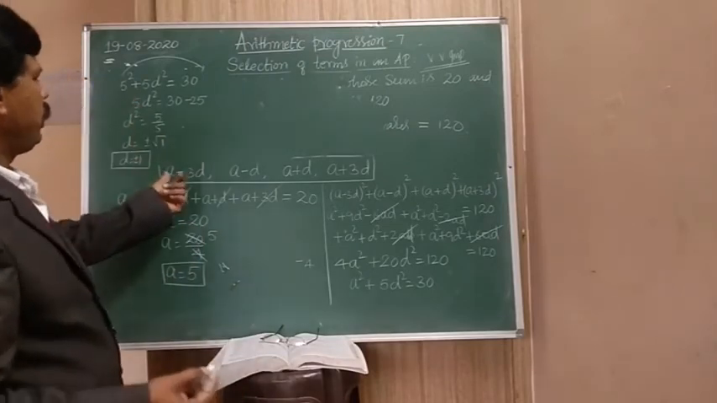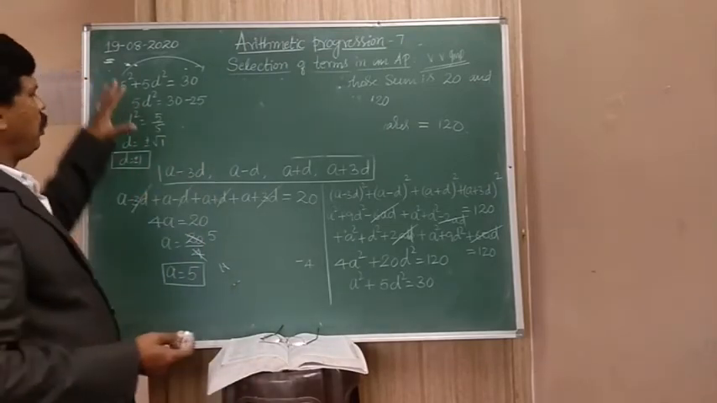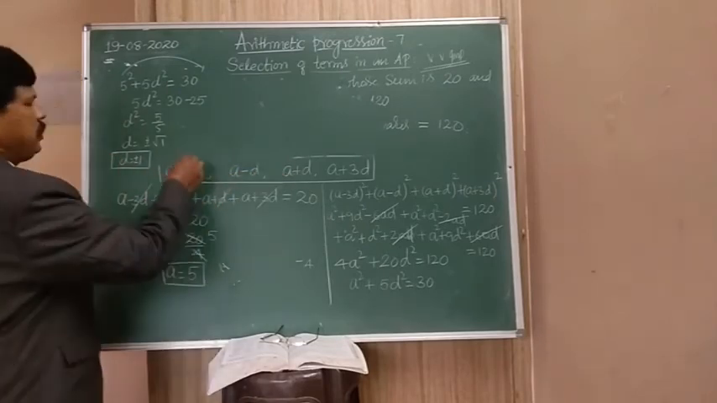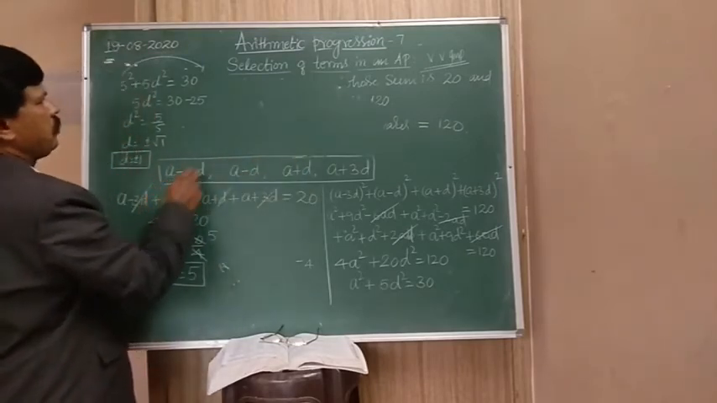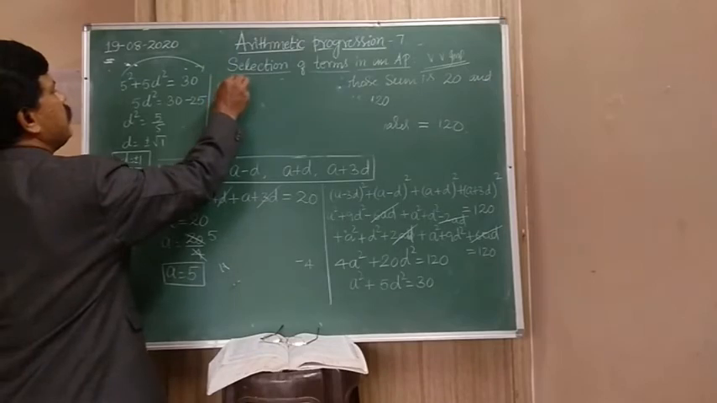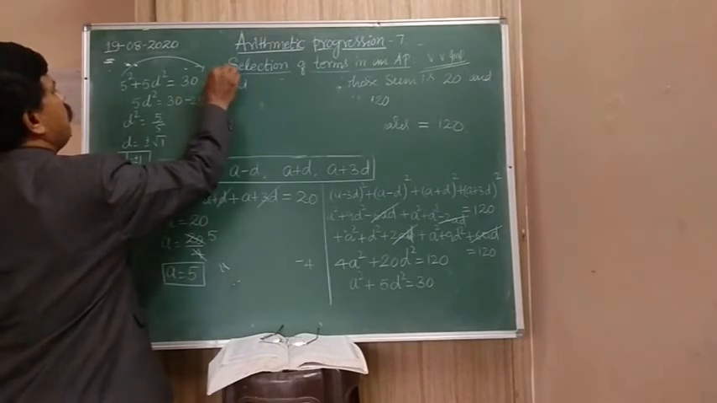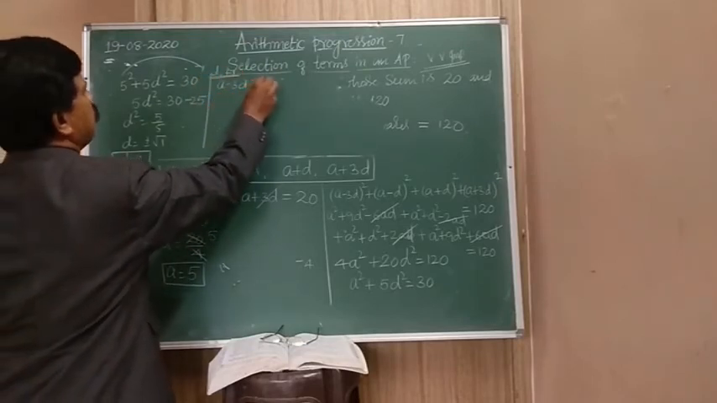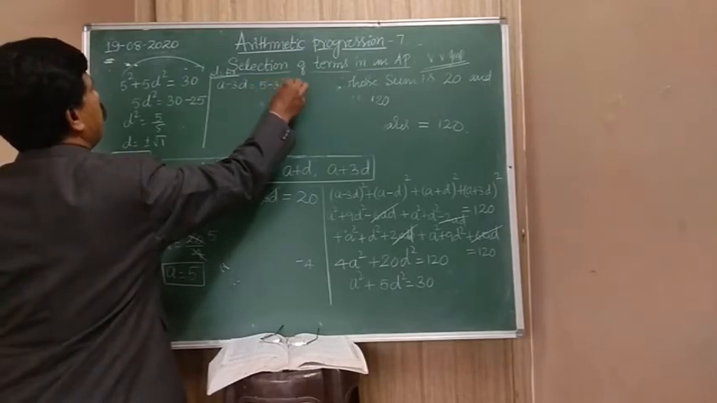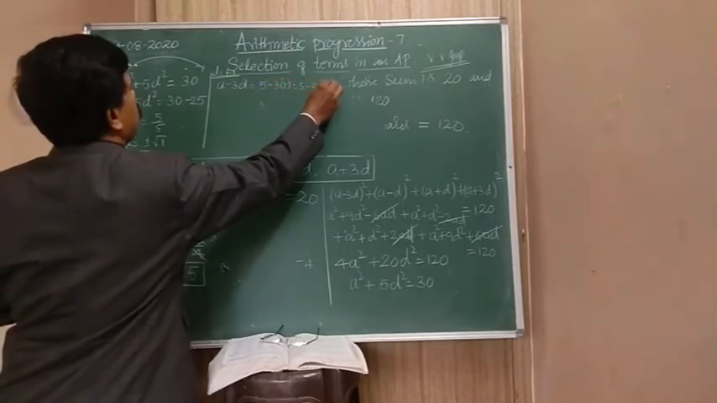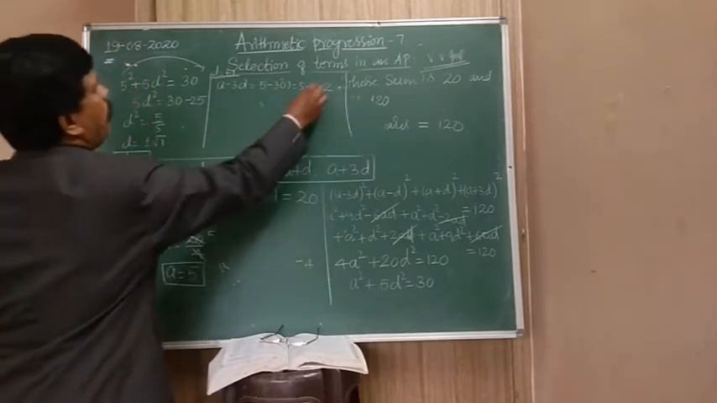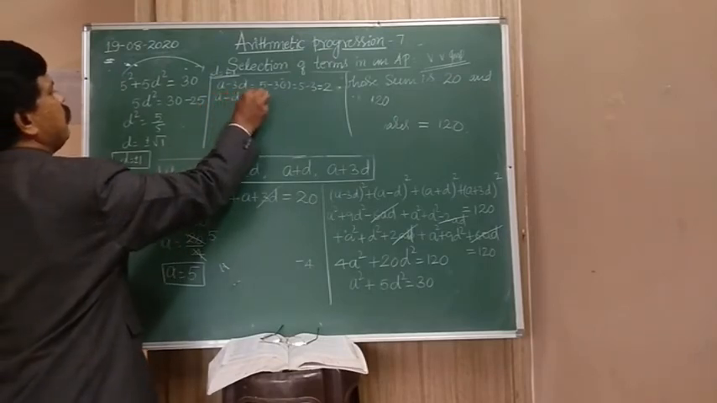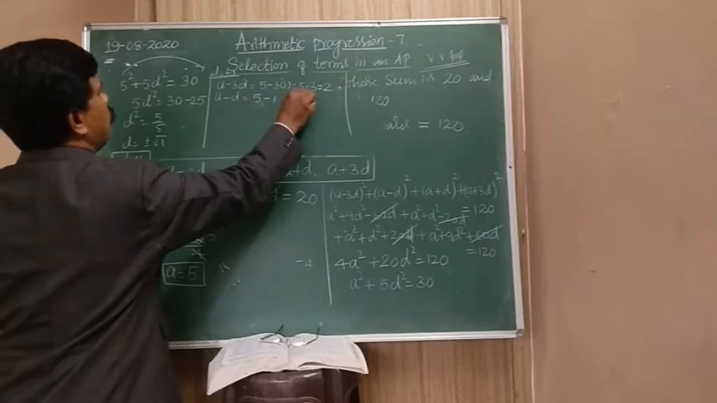Then, write down the 3 terms here. Now, just after finding A value, D value, substitute these things in this. Now, first term is A minus 3D. I am writing here A minus 3D when D is equal to plus 1. Then what it becomes? 5 minus 3 of 1, that is 5 minus 3 is 2. Clear? Now A minus D, that is 5 minus 1 is 4.